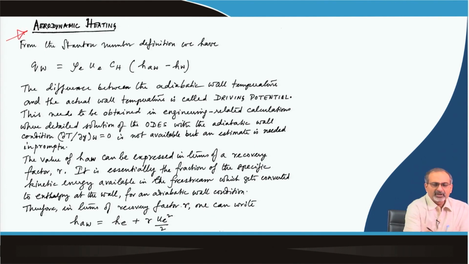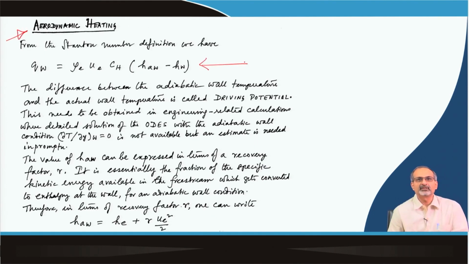Focusing a little further on aerodynamic heating, let us look at the Stanton number expression once more, and let us try to develop some intuitive sense, some more engineering sense from this equation, where even without going for a very elaborate solution of the ODEs based on the boundary conditions and so on, we can still get some empirical relations which are to a good extent accurate, and that is of enormous engineering significance.